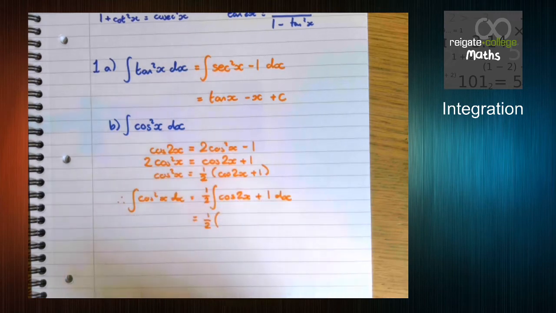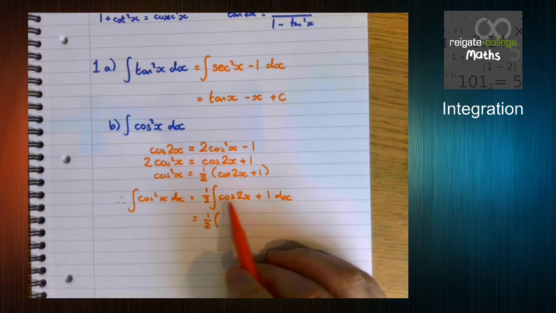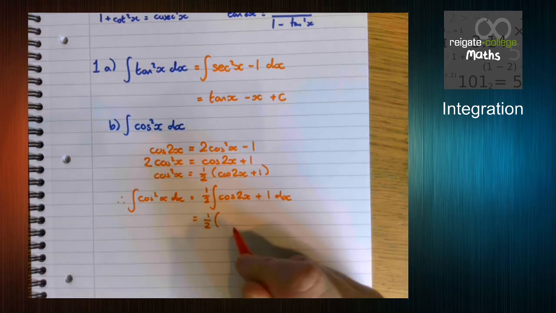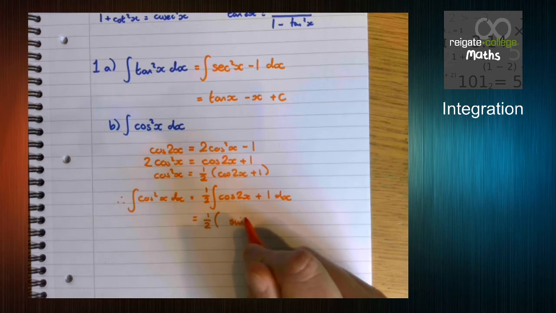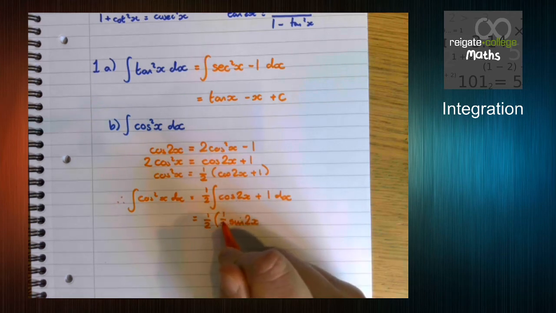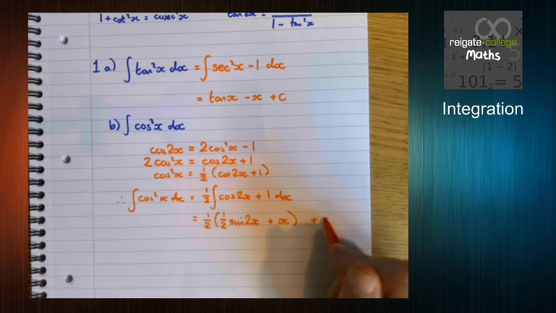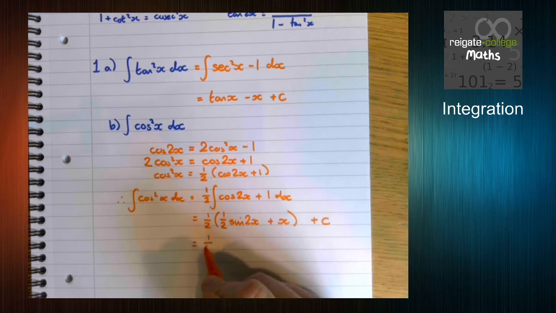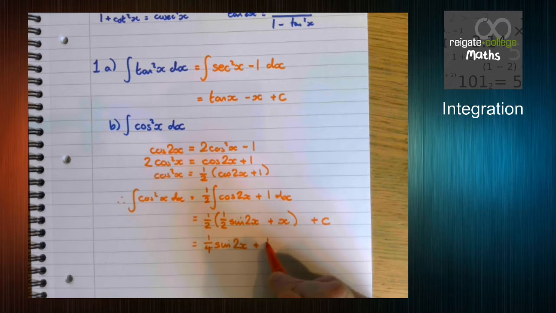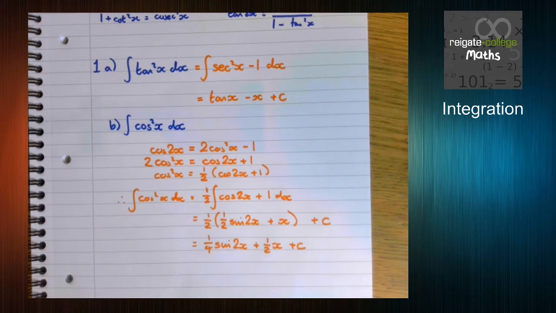So integrating cos 2x: cos integrates to sine, the 2x stays there, and we divide by the coefficient of x. And then 1 integrates to x. So this is a quarter sine 2x plus a half x plus c. If you're required to integrate sine squared x, it works in exactly the same way, which is what our next example is going to do.